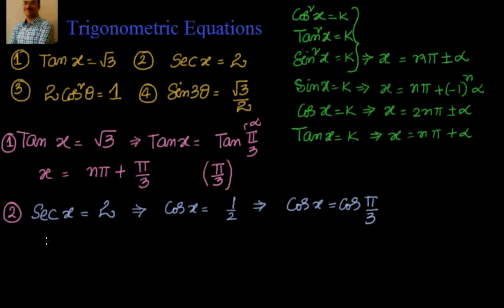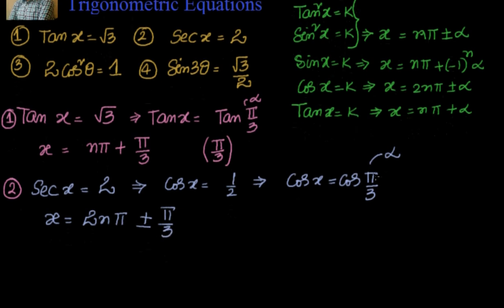So that gives me x equal to, if cos x equal to k, what is the x? 2n pi plus or minus alpha. Alpha equal to pi by 3. So that is nothing but 2n pi plus or minus pi by 3. Okay. So the principal solution is pi by 3 and general solution is given by 2n pi plus or minus pi by 3.